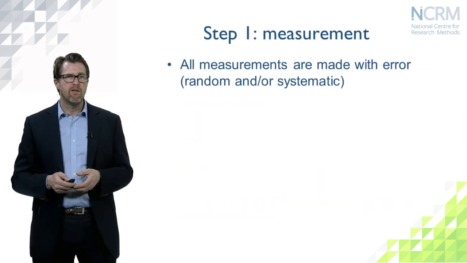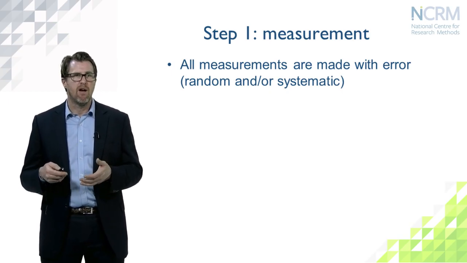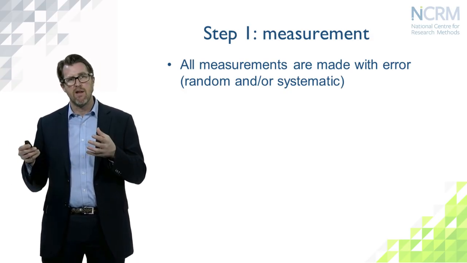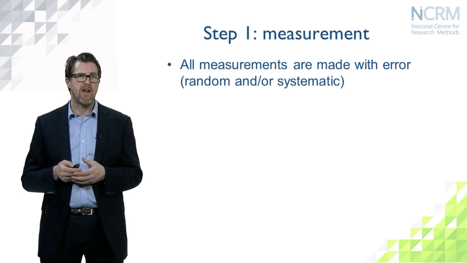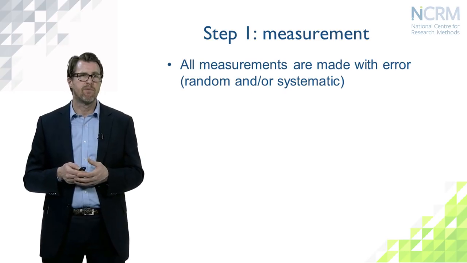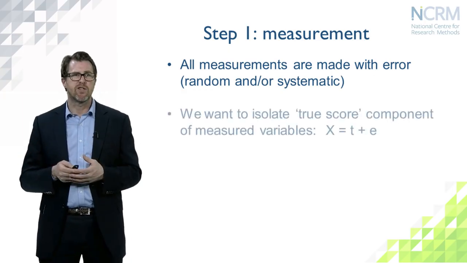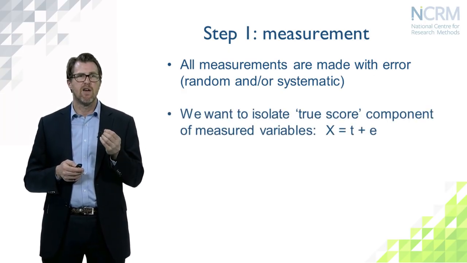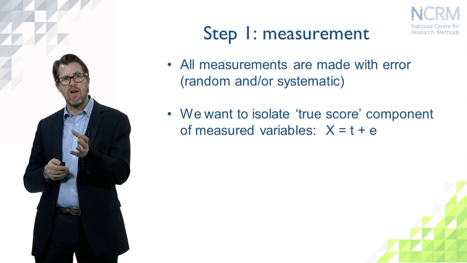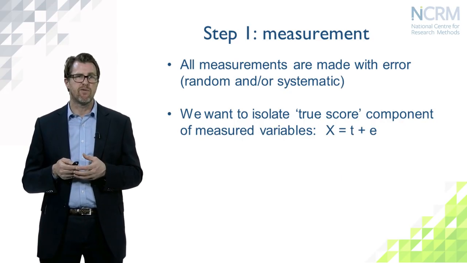Again, we saw in the first video that anytime we want to measure something in science, and particularly in social science, the measurements contain various kinds of error. That error can be random and or systematic. So what we want to do in our statistical approach to the data is to isolate the true score in a variable and remove the error. And this is really what we're trying to do using latent variables for measurement.